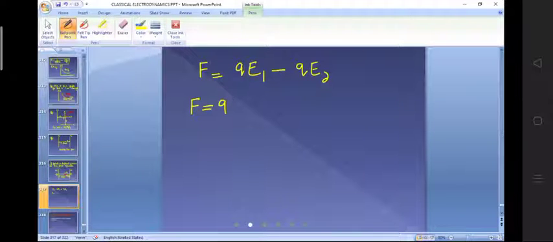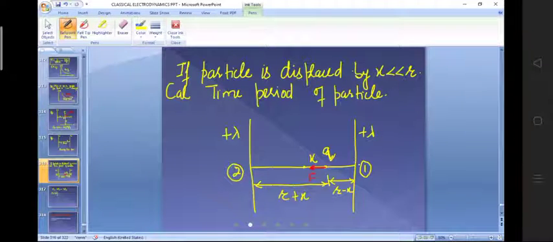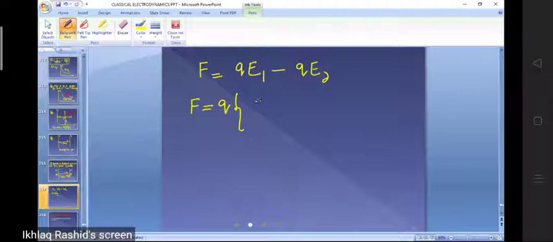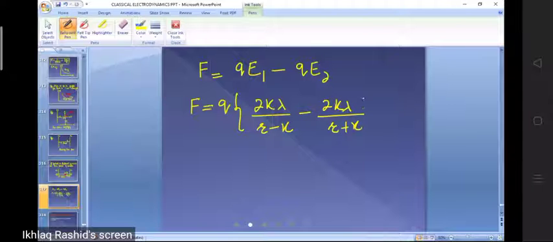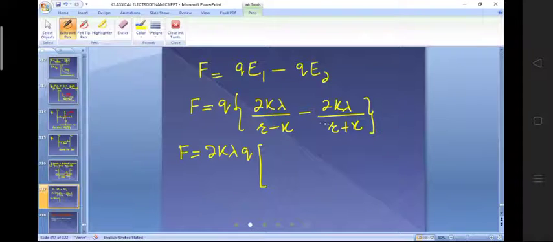I'll take Q common: E1 minus E2. E1 is the electrostatic field because of lambda 1, which equals 2K lambda divided by the distance. The separation is r minus x. Then minus 2K lambda divided by r plus x. So the force F will be equal to 2K lambda Q multiplied by 1 divided by (r minus x) minus 1 divided by (r plus x).